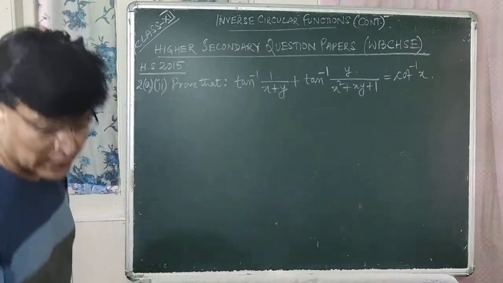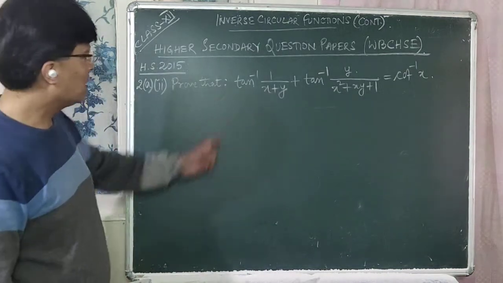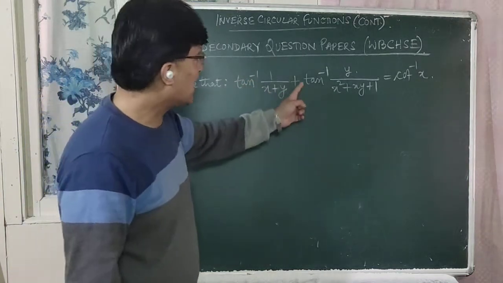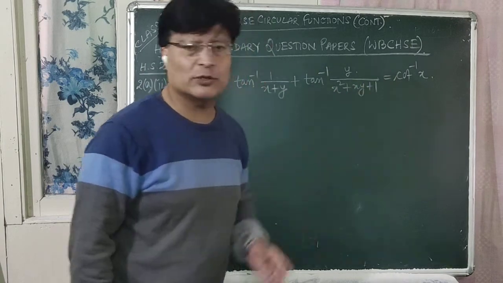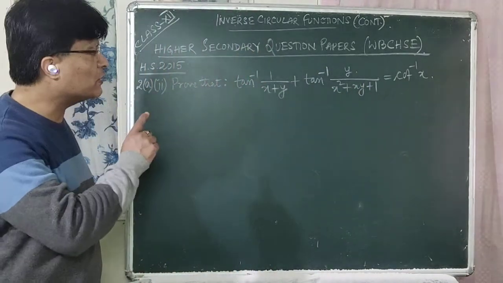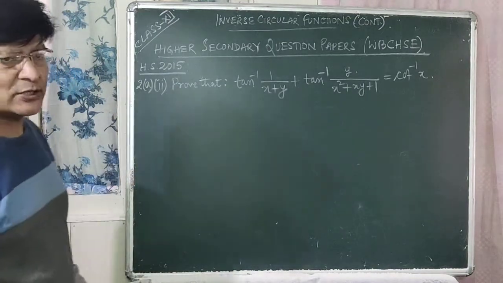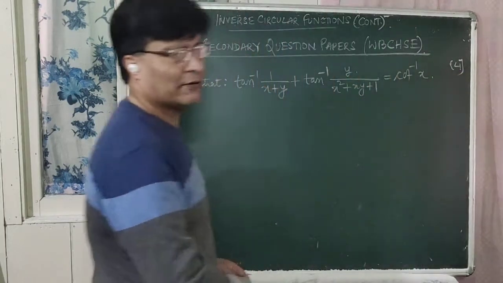The question number is 2A number 2. Prove that tan inverse 1 upon x plus y plus tan inverse y upon x square plus xy plus 1 is equal to cot inverse x. You have to prove this LHS is equal to RHS. So this question carries 4 marks.